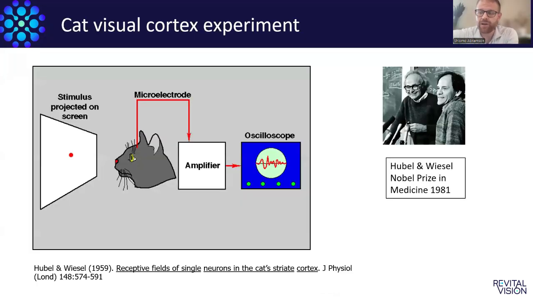The second scientific building block is based on the famous cat visual cortex experiment of Hubel and Wiesel from 1959. The scientists anesthetized a cat and inserted a microelectrode to its visual cortex and connected it to an amplifier. In a dark room, they projected a light on the screen in front of the cat's open eye and measured the response of a single cell. They discovered a phenomenon that later awarded them with a Nobel Prize in medicine.